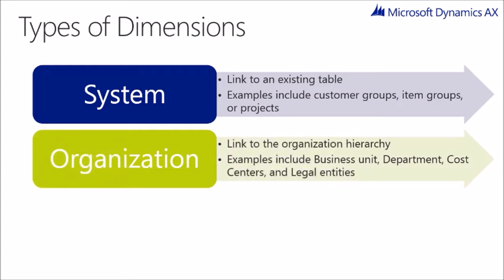The next type is an organization type dimension. Organization is a special type of system dimension that is linked to the operating units table in the Organization Administration module. There's great benefit to using these as financial dimensions because you can leverage the additional functionality that is available in the Organization Administration module. Business units, departments, cost centers, and legal entities are the values available that link to the organization modeling features in AX.